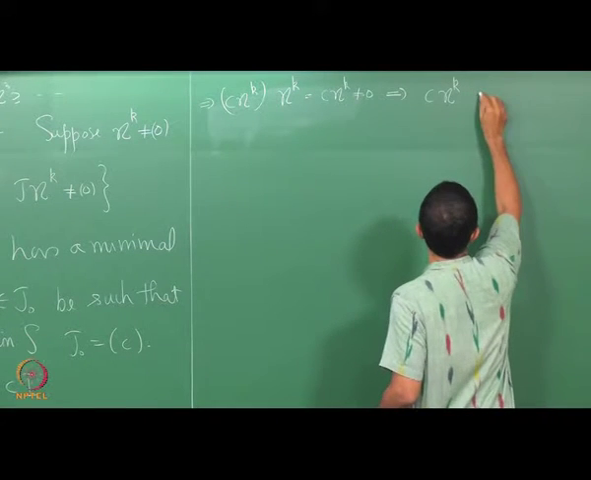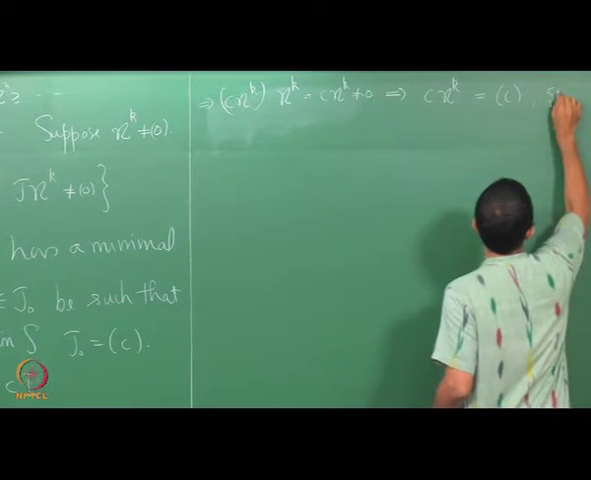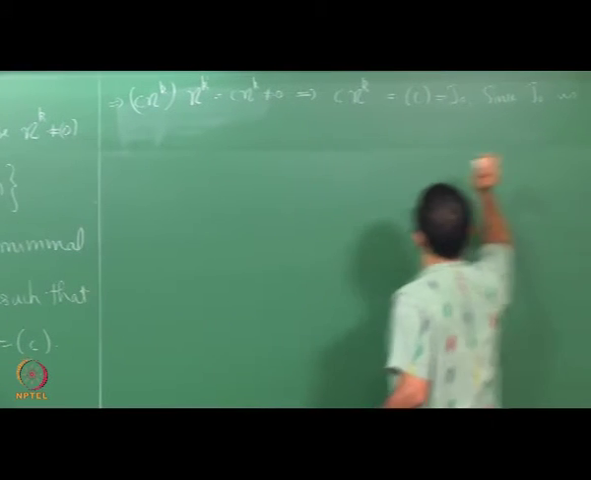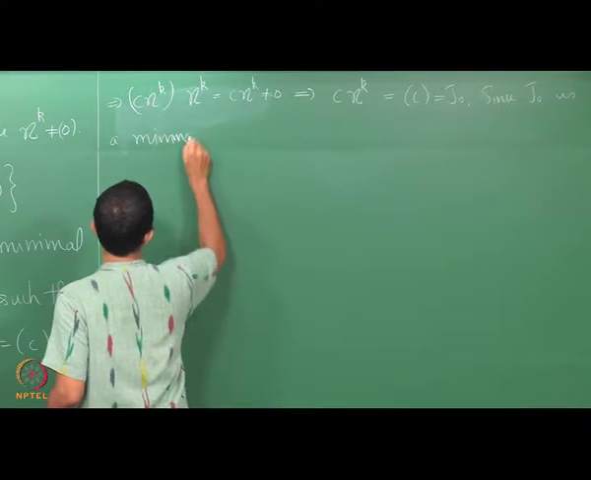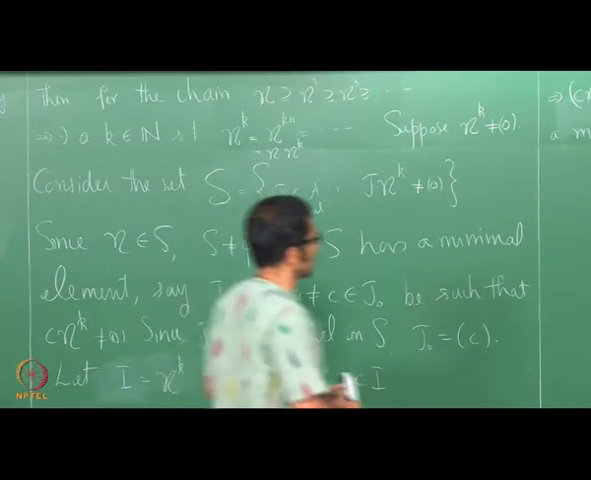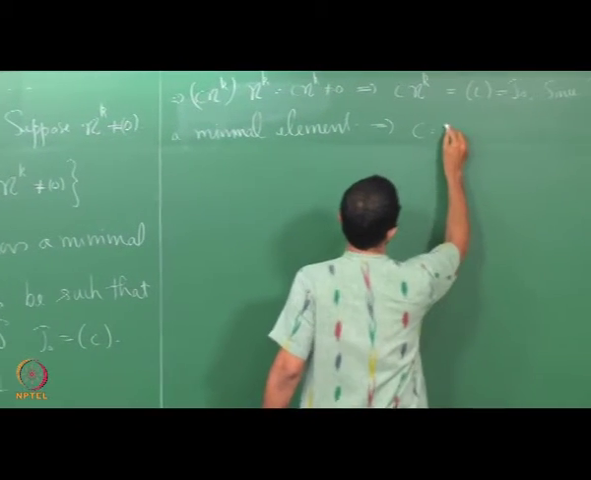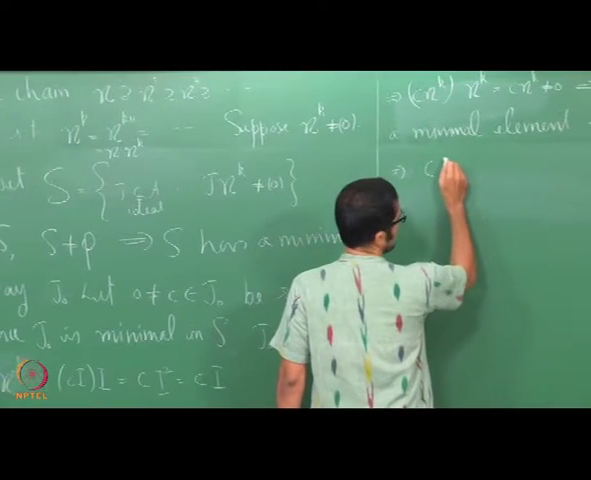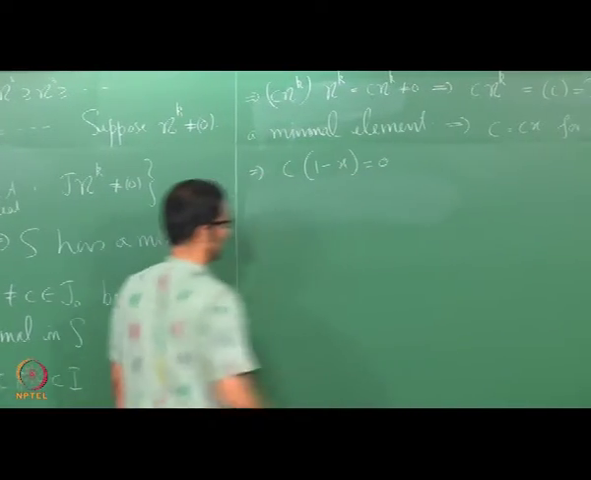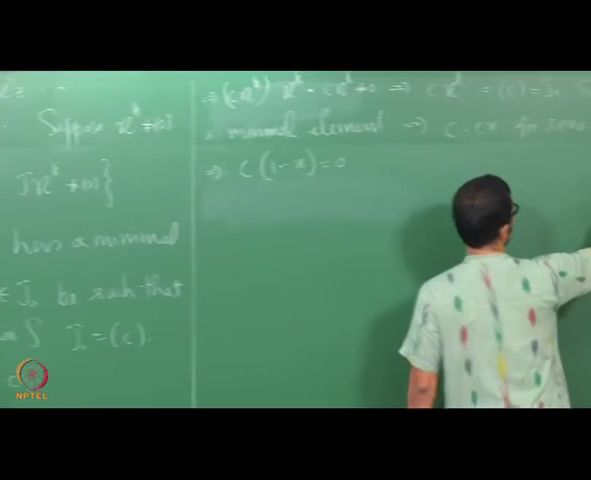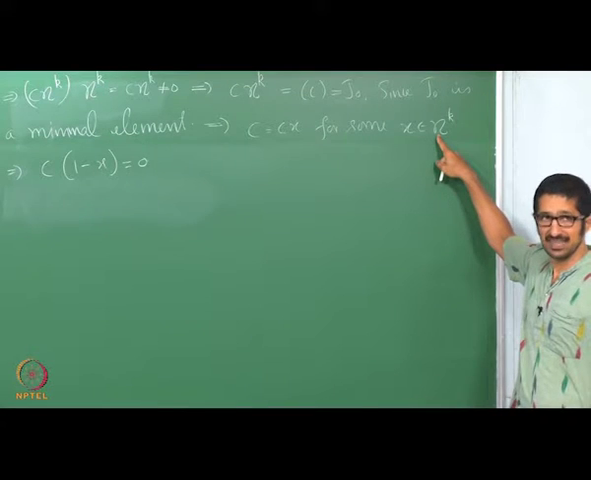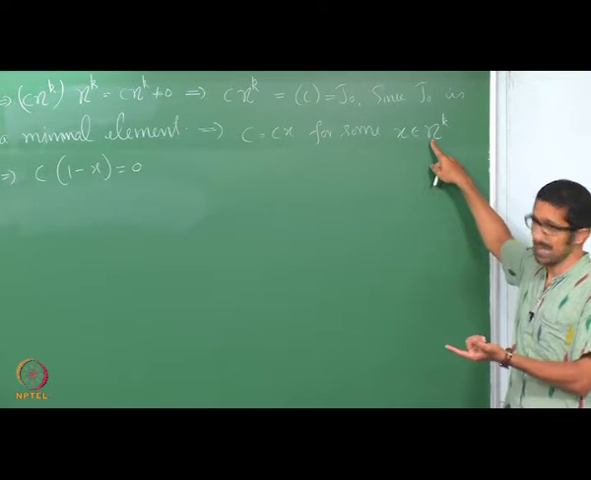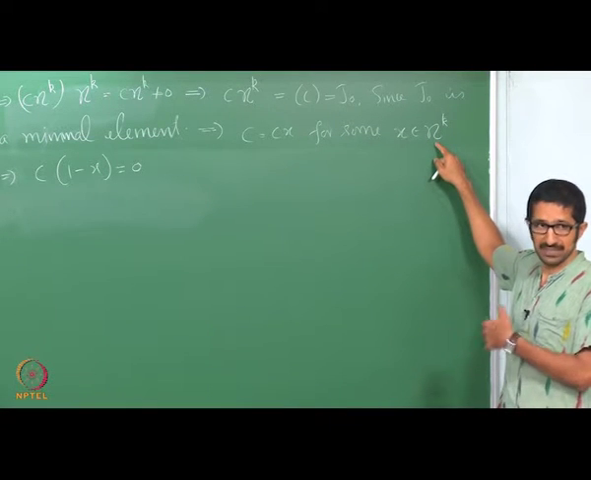So this implies that this is equal to the ideal generated by C, which is equal to j naught, since j naught is a minimal element. So therefore C is equal to C times x for some x in n power k. C times 1 minus x is 0. But now what is x? X is in n power k. It's a nilpotent element, right? X is nilpotent, n power k is contained in the nil radical, therefore any element here is nilpotent.